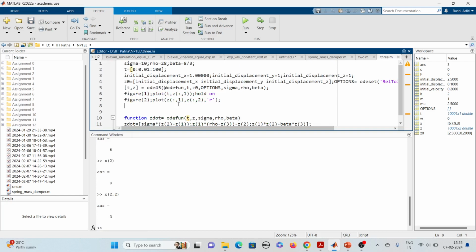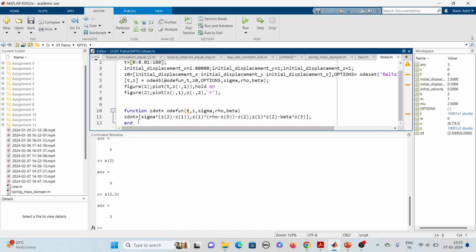See, here I have defined z dot like this. Here I have defined three rows: first row, second row, and this is the third row. Why have I done this? Because I have three first order differential equations, isn't it? So coming on to that, how the system is going to behave, right? I guess you're clear with the code.